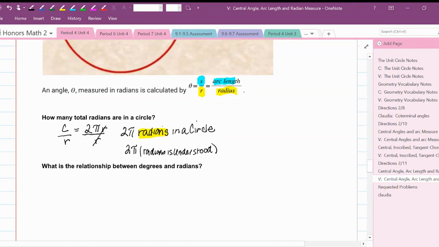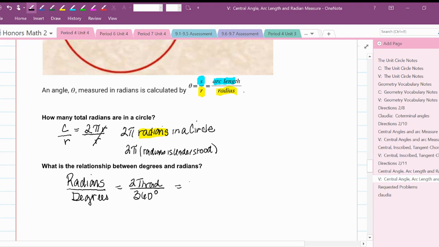All right, so now the interesting part is, well, how do these 2 pi radians relate to degrees? What is the relationship? Again, we're going to come back to creating a ratio. So we just established that there are 2 pi radians in a circle, and we know that there are 360 degrees in that same circle.